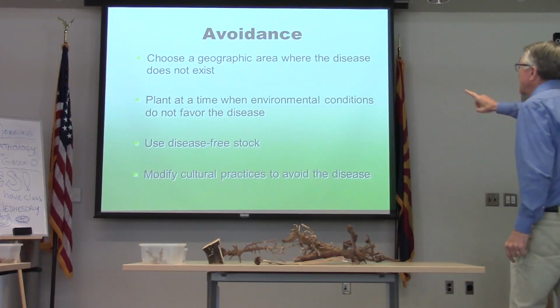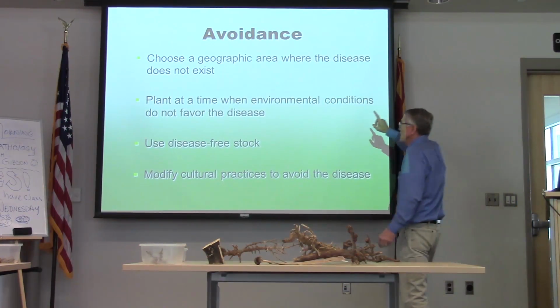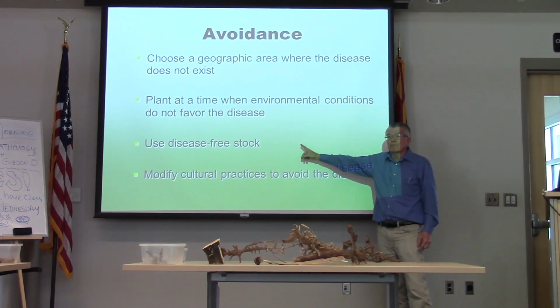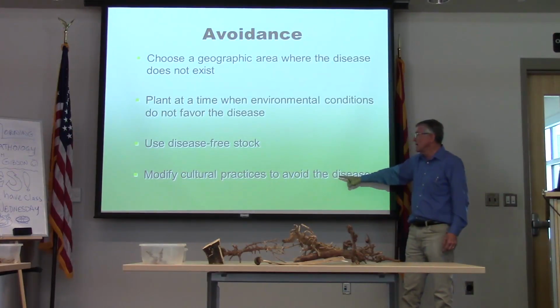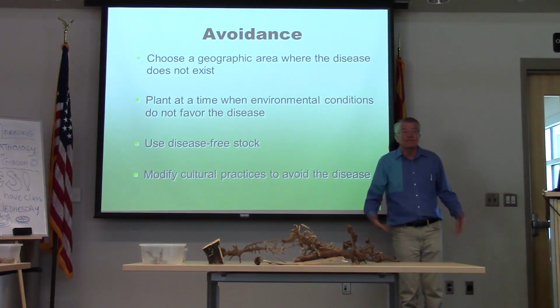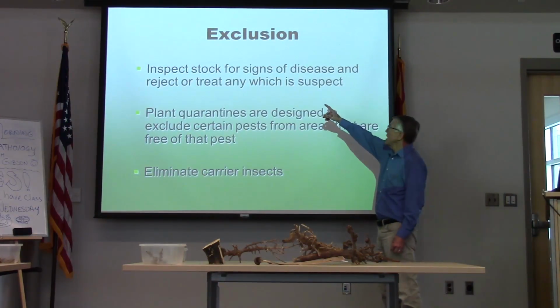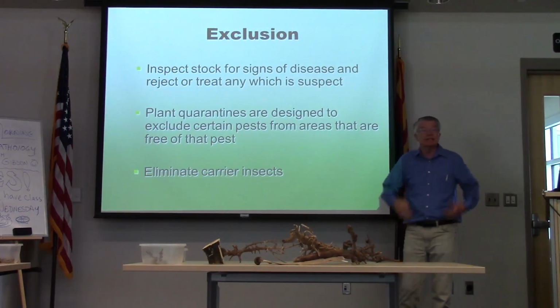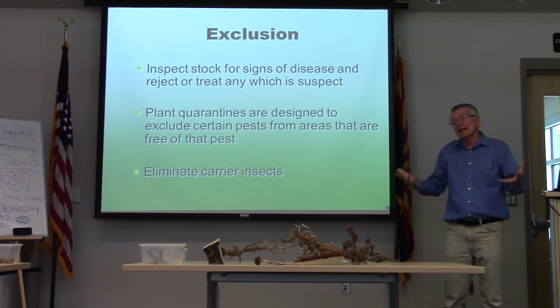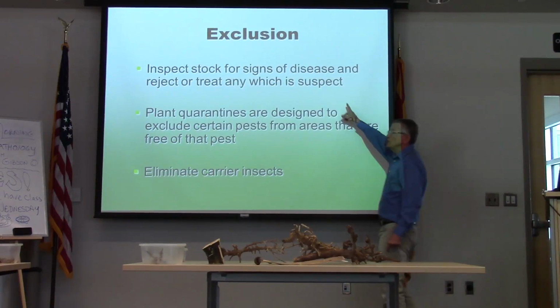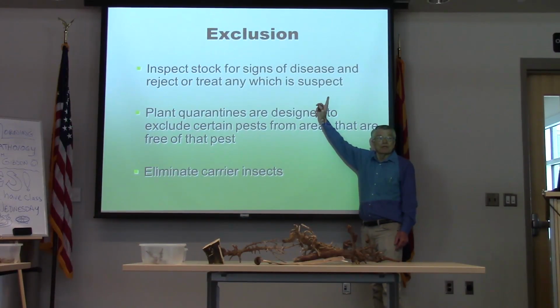I can plant at a time when environmental conditions do not favor the disease. I can use disease-free stock, make sure that what I bring home to the nursery is in good health, and I can modify my cultural practices to avoid the disease. Exclusion: I'm going to inspect stock for signs of disease and reject or treat any which is suspect. I'm going to exclude it. I'm not going to bring it in. I'm kind of avoiding it, but this is even a little bit more rigorous. Sometimes we exclude diseases from coming into Arizona through the inspections at the state line.